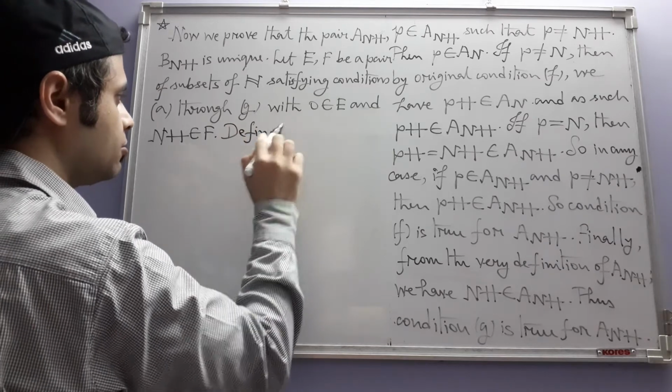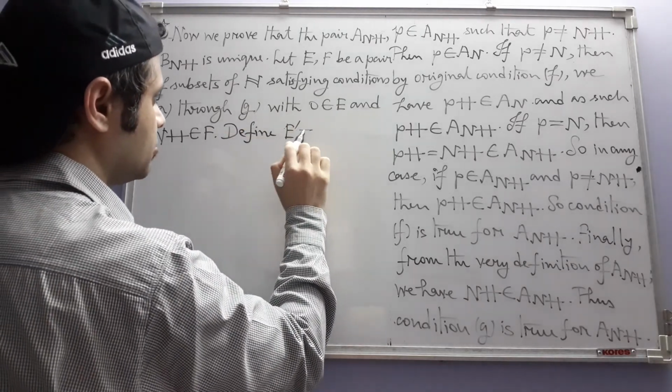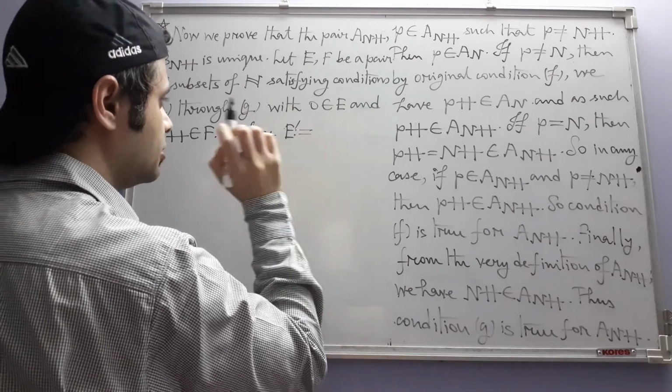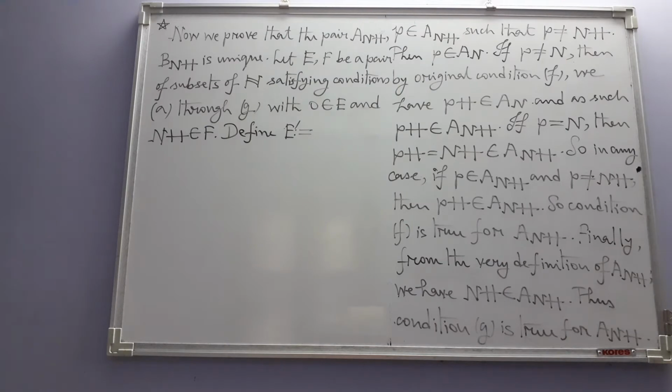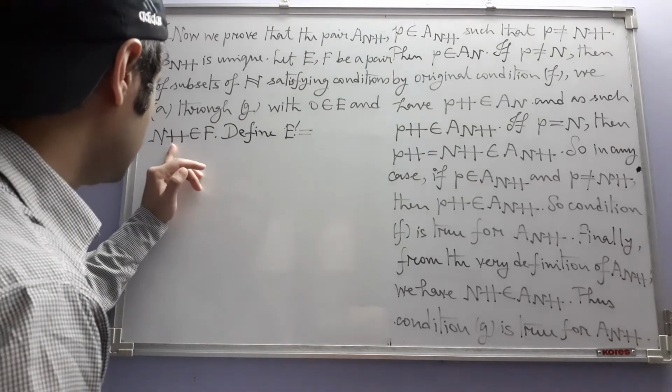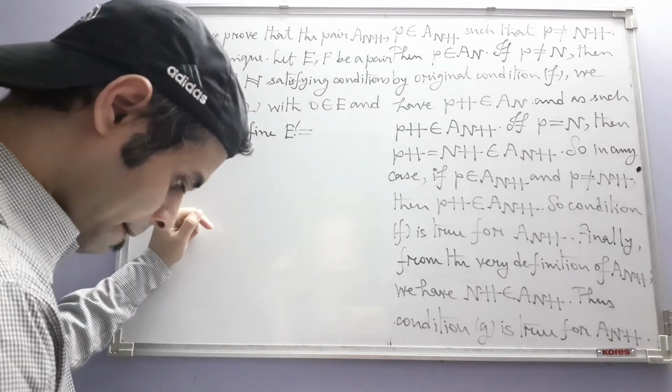We now define two more sets. E prime. E prime is defined to be from E we are going to, okay, have I written it correctly here or here?